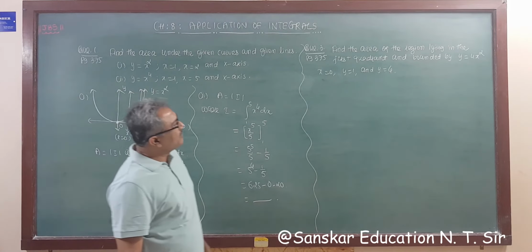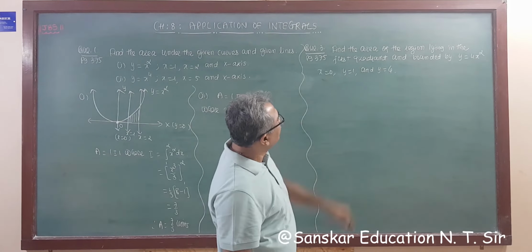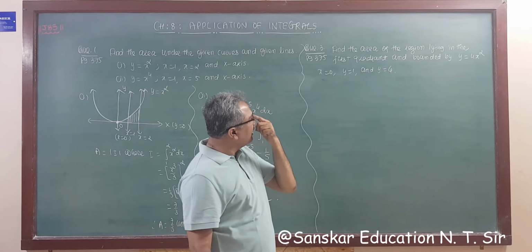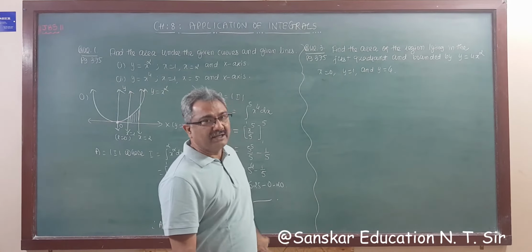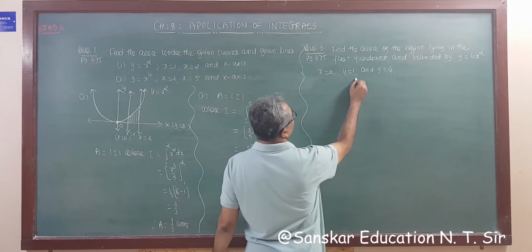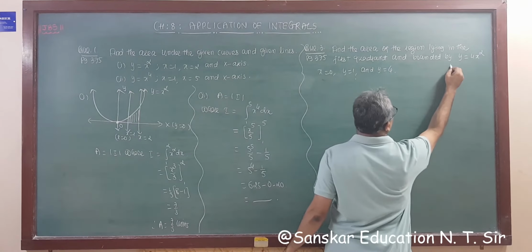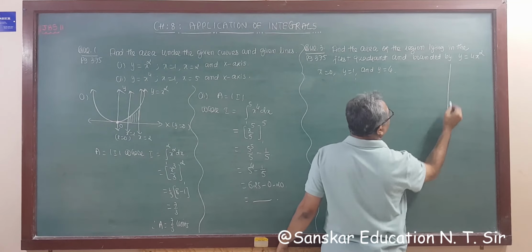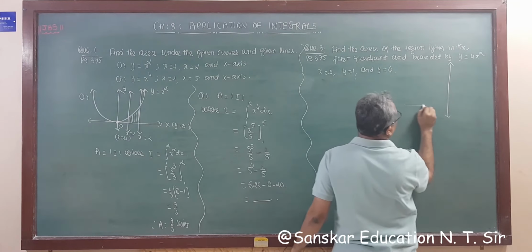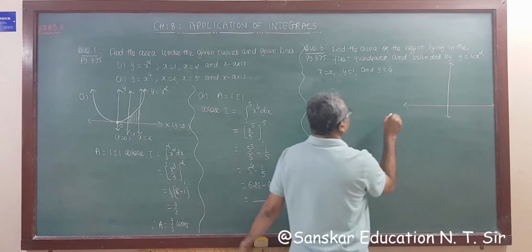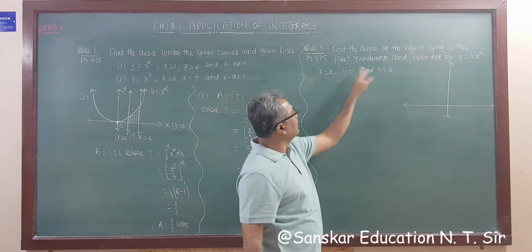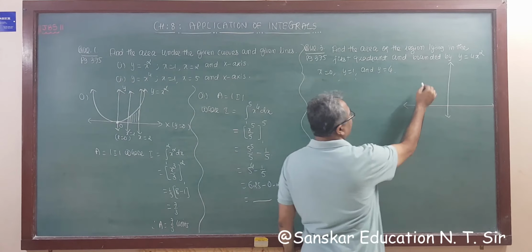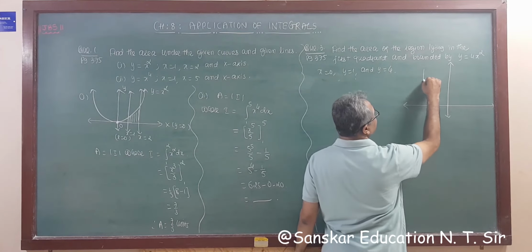Okay. So another question. Find the area of the region lying in the first quadrant and bounded by y is equal to 4x square. So again the same graph, because this is a parabola, right? But the lines given are different. Here a vertical line is given and here a horizontal line is given. So the figure may be like this.